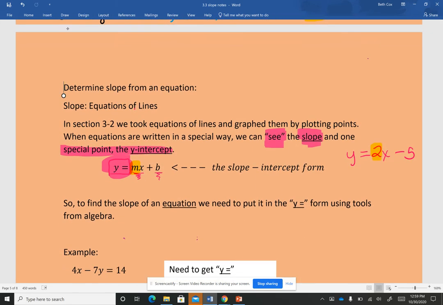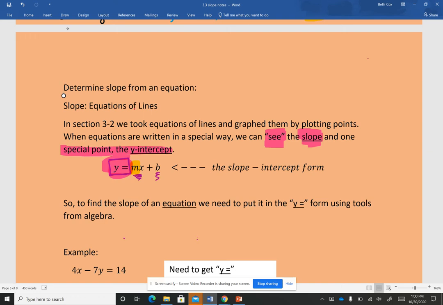So here it is again. Here's the form. You can see the slope. You can see the slope and the y-intercept when it's in this form. Now, how do we describe this form? Well, this form has got to say y equals. If it says y equals, and then you have the x number and then a plain number, then you're in this form. And this is where we can actually see the slope in the equation. Okay, with a trained eye, you can see things, but you have to know where to look and know what you're looking for.